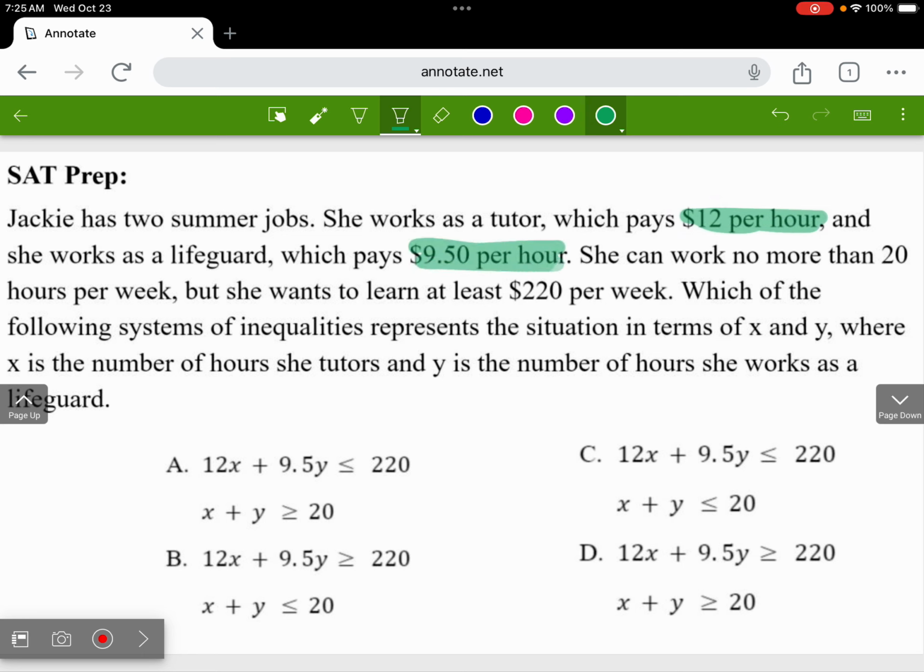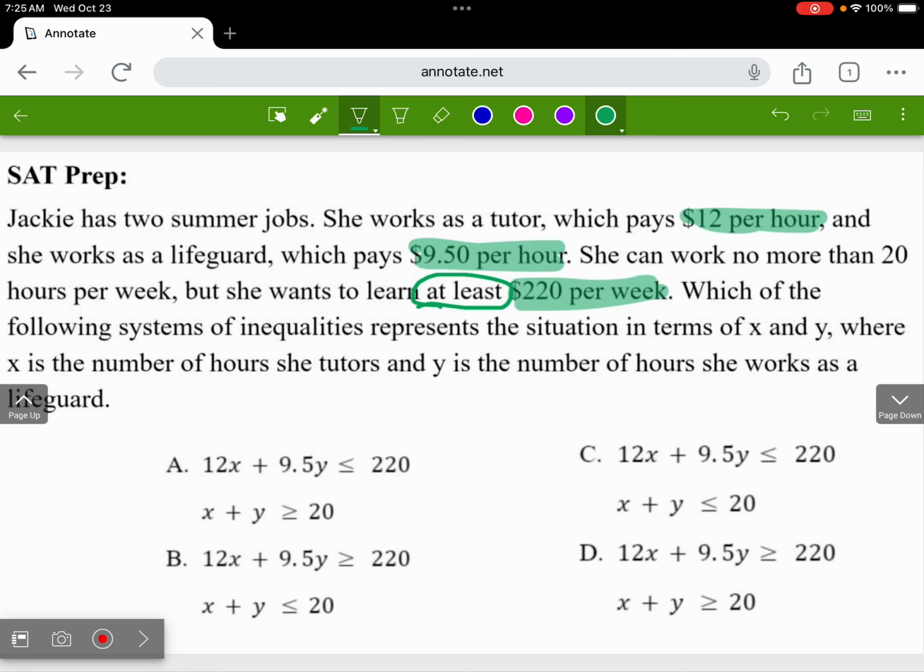Okay, it's less awful, but still not a huge fan. So if we were building our own equation, we would use that. But we don't have to write our own equation. All we need to do is pick out which of these equations work. So if she wants to earn at least $220 per week, would she be happy making more than that? Or would she want to make less than that?